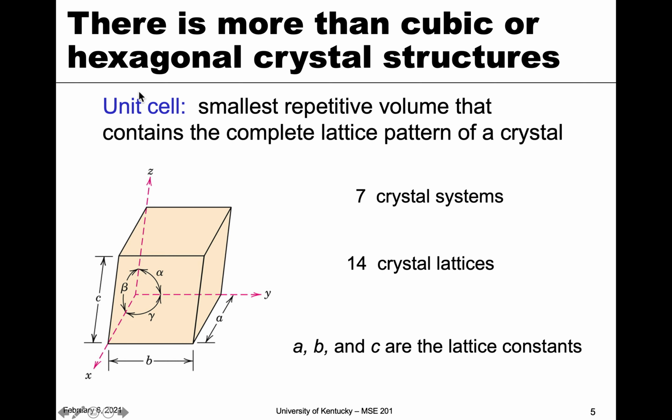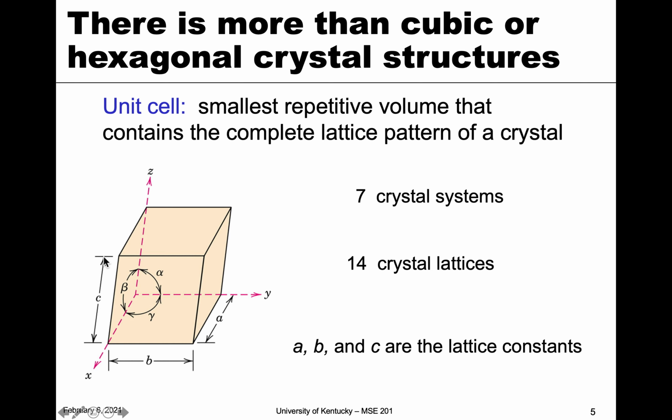So we have a unit cell. We've been talking about that in our system so far, but it's basically the smallest repetitive volume that contains the entire or the complete lattice pattern of the crystal. So it's the smallest thing that we can repeat over and over again, right?